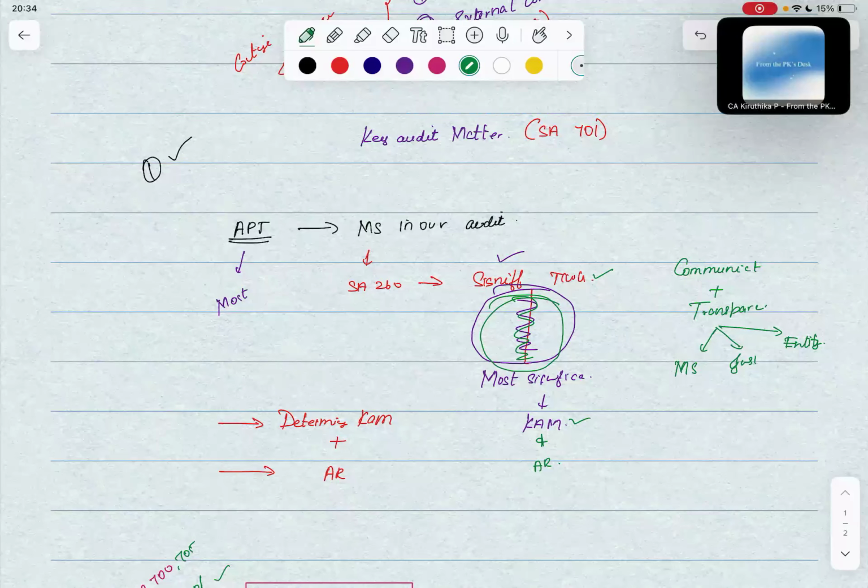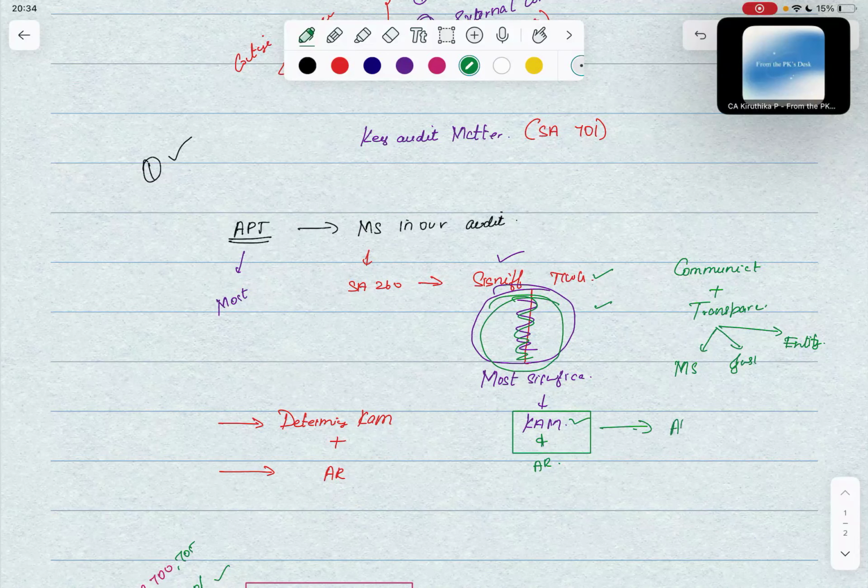Are these matters, in the auditor's professional judgment, the most significant in the audit of the current period? Of course. And we are also selecting these matters only from those communicated to TCWG. Number two, what is the objective? We have to determine which are the matters or key audit matters, and we are also going to describe them in our audit report.